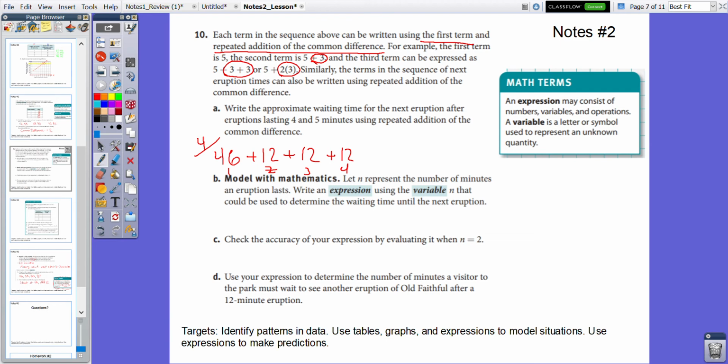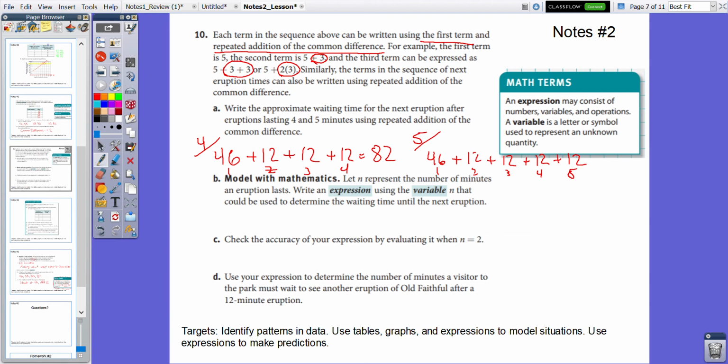And that should give us, if we do 46 plus 12 plus 12, that should give us that 82. Double check my math for me, but that is how that should work. Same thing goes for 5 here. We start with our first term, 46, and we add 12 until we get to our fifth term here. So 12, that's our third term, plus 12, that's our fourth term, and then there's 12 again for our fifth term.